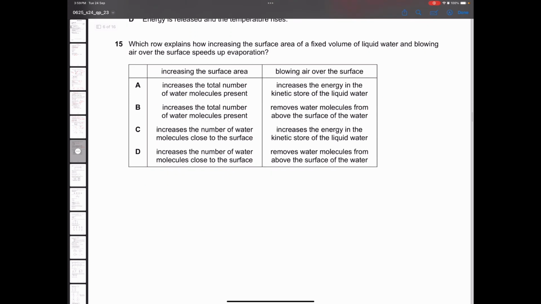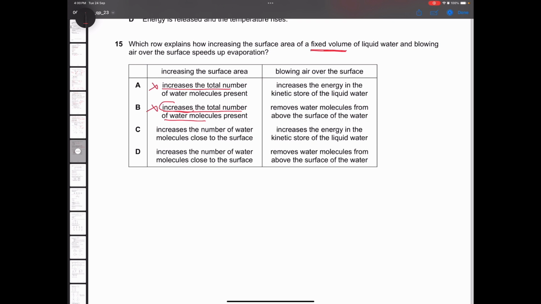Now, question 15. Which row explains how increasing the surface area of a fixed volume? So see, if a fixed volume is there, the number of molecules cannot increase. Now, if you check option A and B, it is saying the total number of water molecules is increasing. How is this possible? Volume is fixed, so the number cannot increase. Option A and B automatically get incorrect.